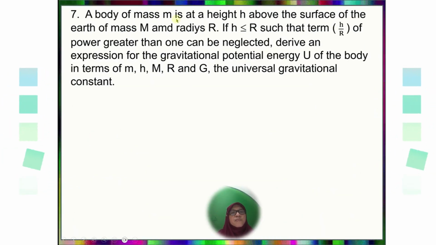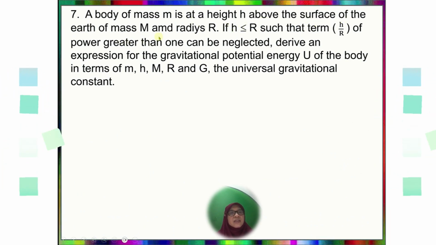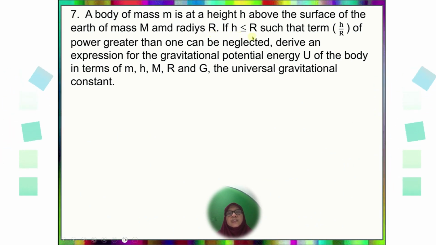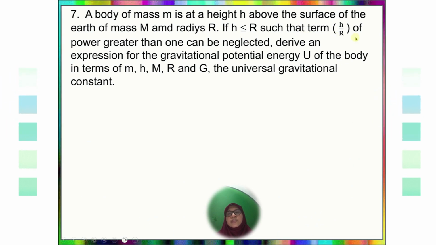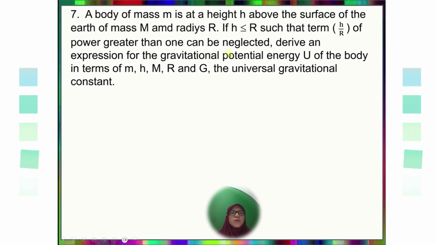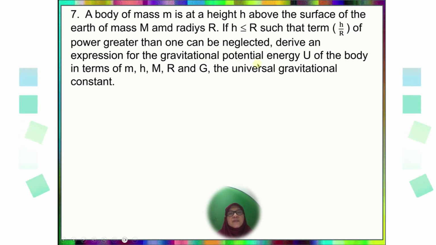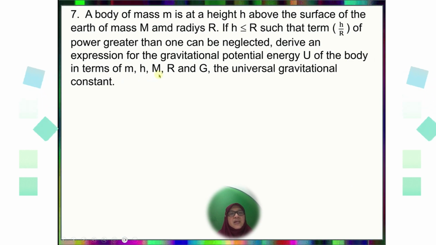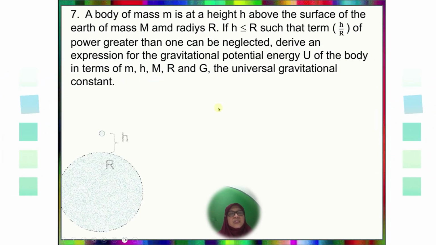A body of mass m is at height h above the surface of the earth of mass M and radius R. If h is less than or equal to R, such that terms of h over R to the power greater than 1 can be neglected, derive an expression for the gravitational potential energy U of the body in terms of m, h, M the mass of the earth, R, and G the gravitational constant.